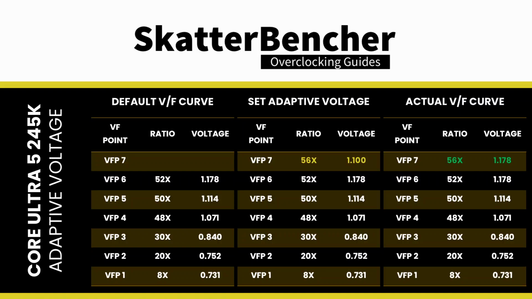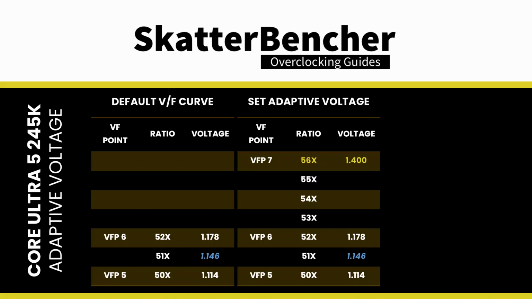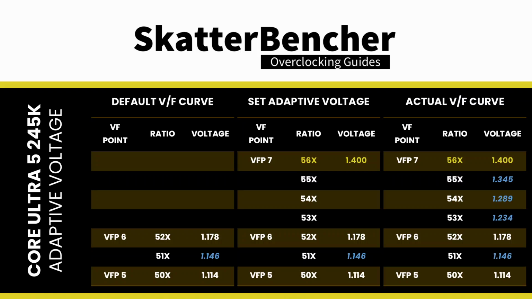Even if you set the voltage lower in BIOS, the PCU will override your configuration if it doesn't follow the rules. Rule number 2, for ratios between the OC ratio and the next highest factory fused VF point, the voltage is interpolated between the set adaptive voltage and the factory fused voltage. Let's say we've configured the P-core VF OC point to 56x and 1.4 volts. The target voltage for P-core ratio between 52x and 56x is now interpolated between the P-core's factory fused voltage for 52x and the set adaptive voltage for 56x.